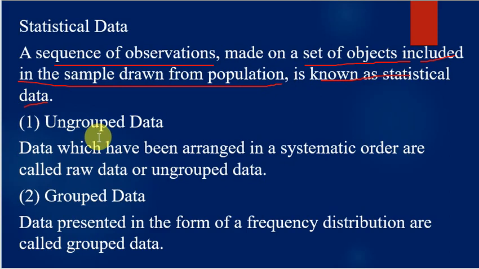In data, there is again ungrouped data and grouped data. So what is ungrouped data? The data which have been arranged in a systematic order is called ungrouped data, or raw data. What does grouped data mean? Grouped data is represented in the form of frequency. What is the frequency? It is the number of times a given observation is repeated. Here it is represented in a sequence form, in a frequency distribution, and is called grouped data.